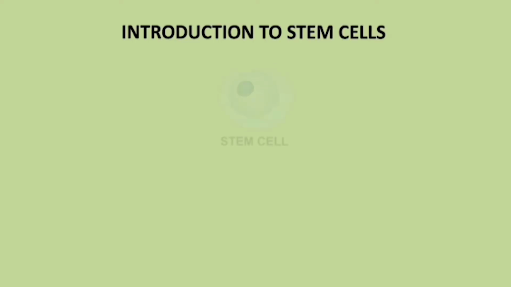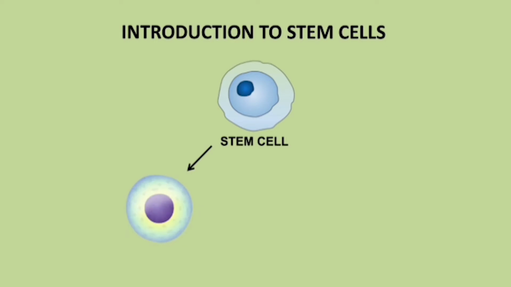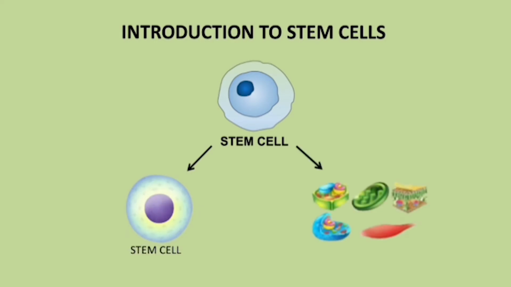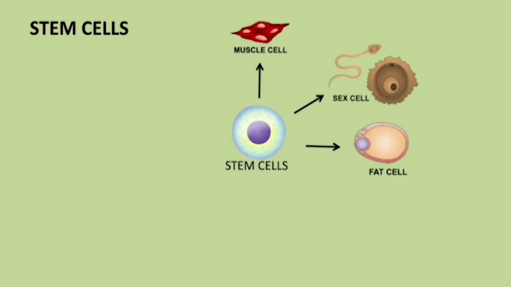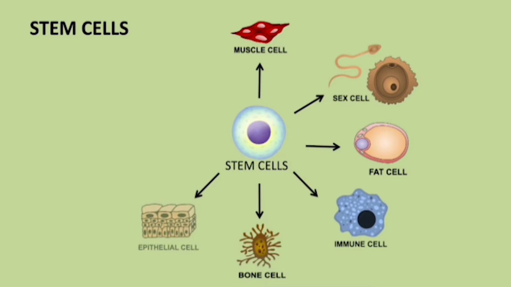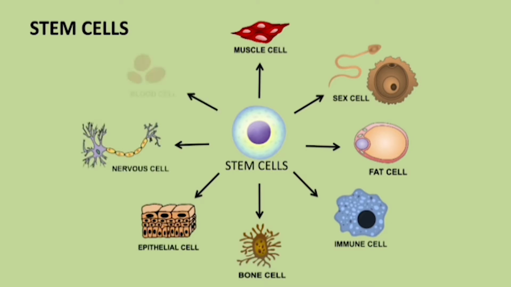Introduction to stem cells. Stem cells are a special type of human cells which have the ability to develop or differentiate into various types of cells in the human body. Stem cells are the precursor cells which can give rise to a variety of tissues such as muscle cells, sex cells, fat cells, immune cells, bone cells, epithelial cells, nervous cells, and blood cells. Thus, they act as building blocks of all multicellular organisms.